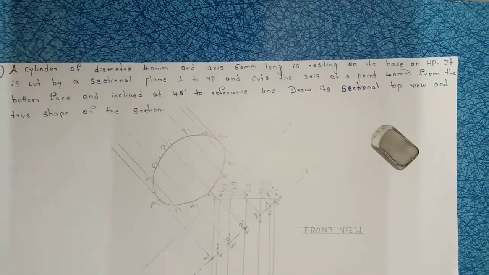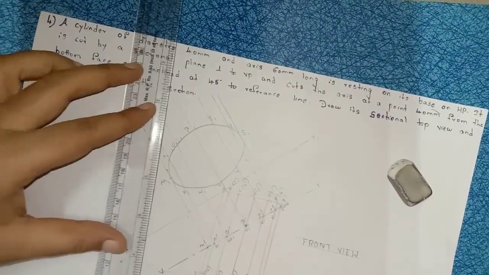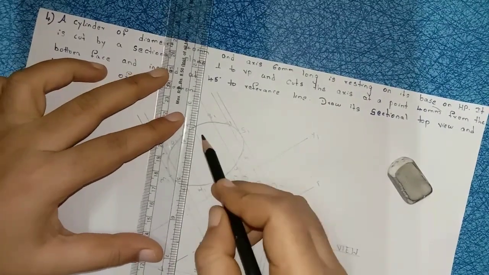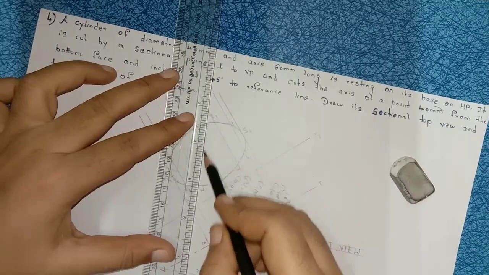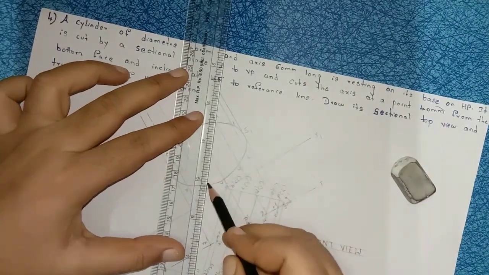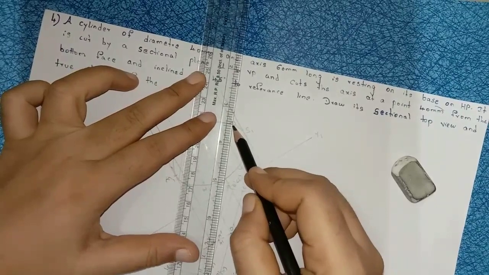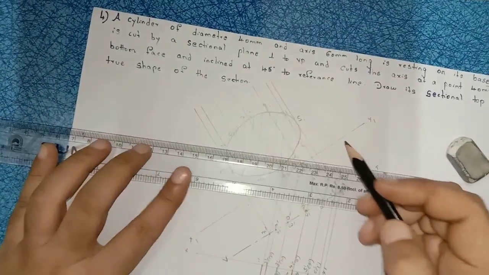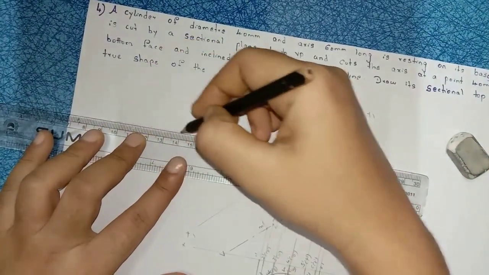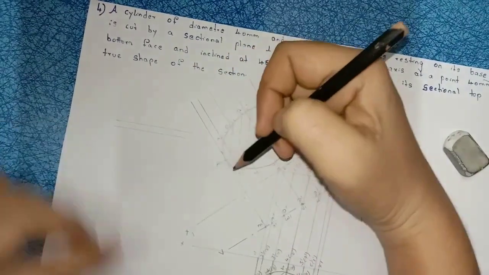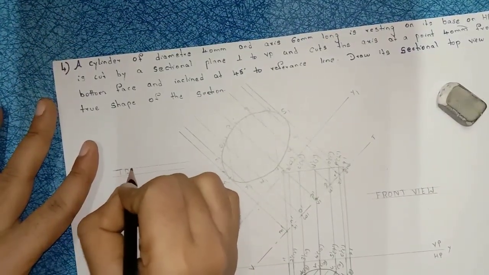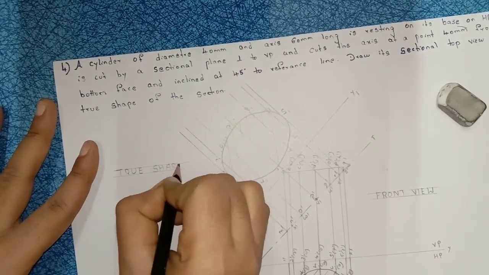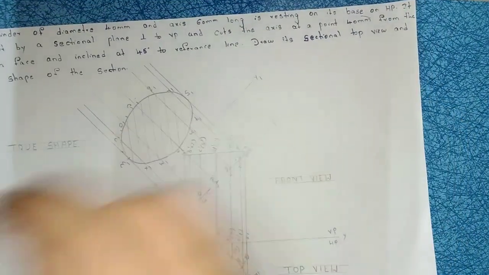This is your true shape. After getting the true shape, draw the hatching lines for this true shape. Right, now take height 5 mm. Take height 5 mm and write down this here. This is your true shape. Right, now this completes your problem.